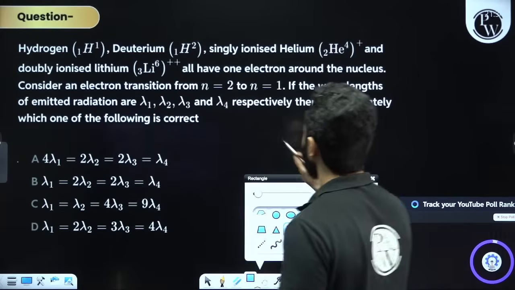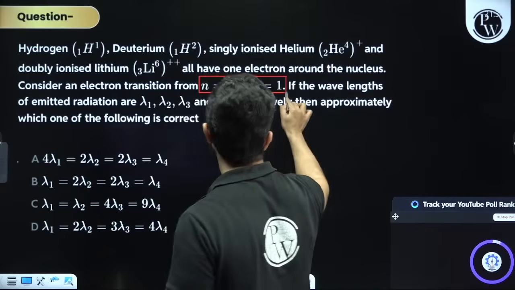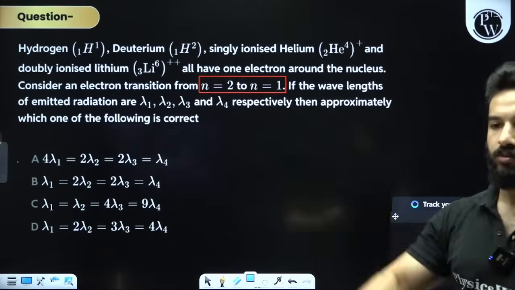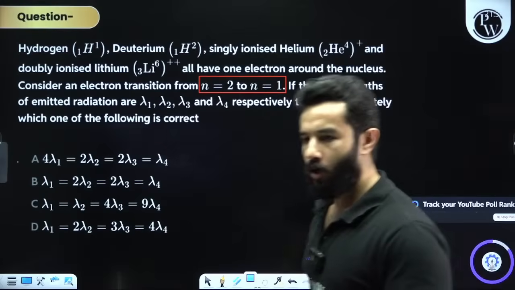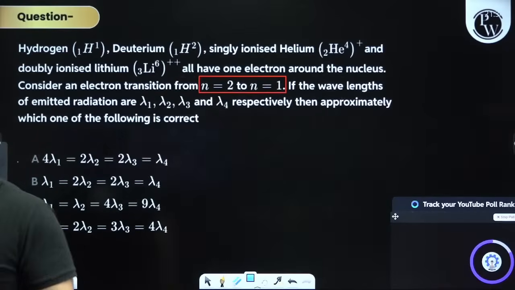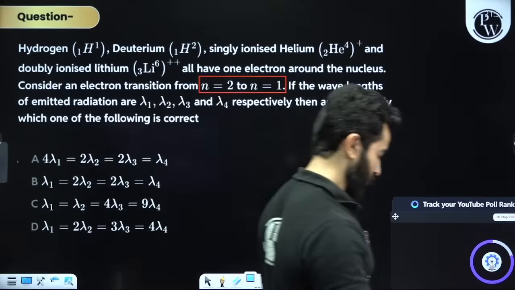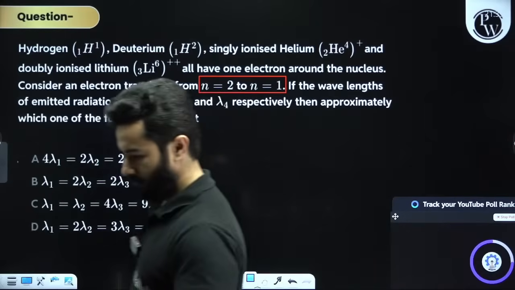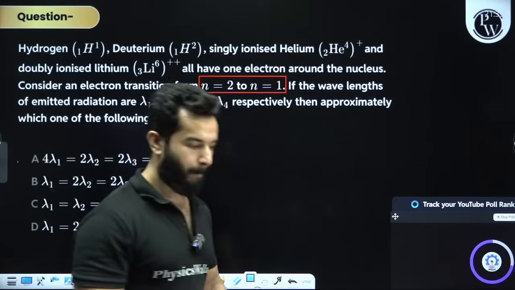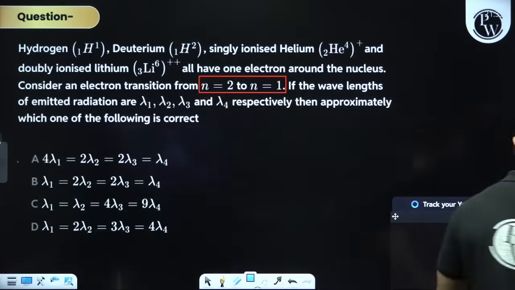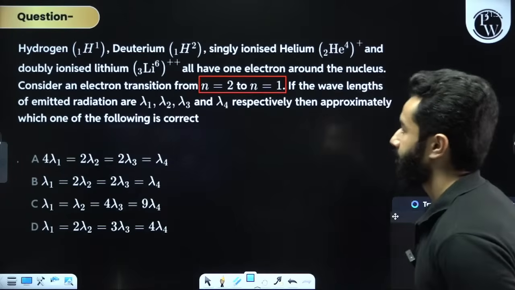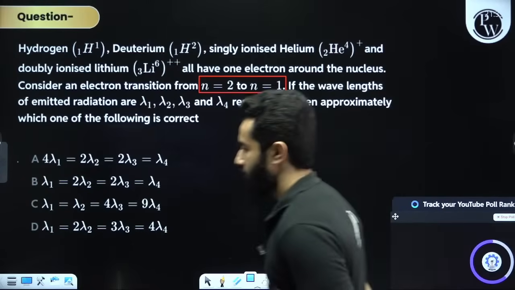They all have transitions from n equals 2 to n equals 1, right? They all transition from n2 to n1. Be quick. Come on.